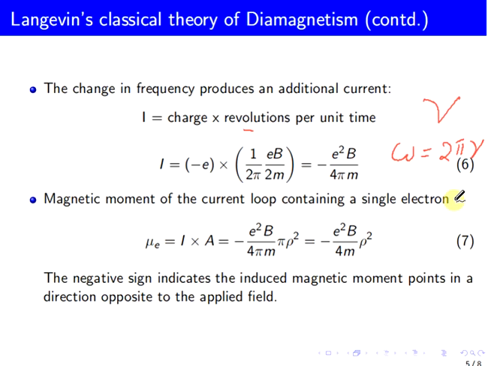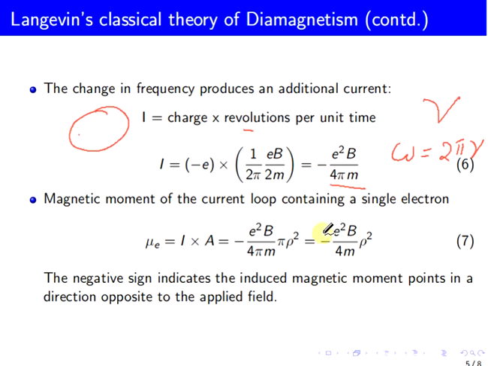Correspondingly, this current can cause a magnetic moment. The magnetic moment mu of a current loop is given by the product of the current and the area of the loop. In this case, you remember we consider an electron revolving in a closely circular loop. So if you want to know the magnetic moment of the current loop, this will be the current times the area enclosed by it. So that is I into the area. The area of the circular loop is pi r square. So here the radius is rho.